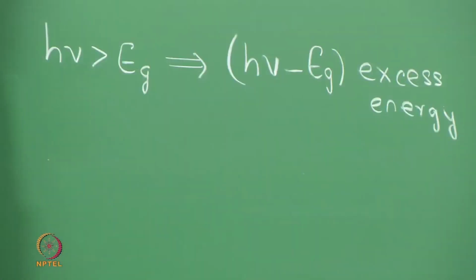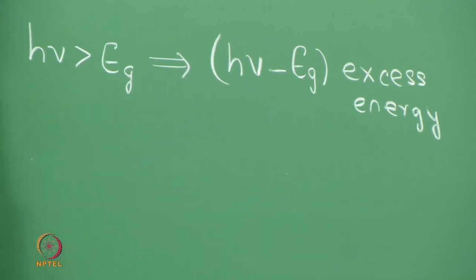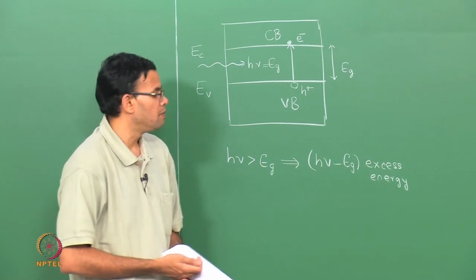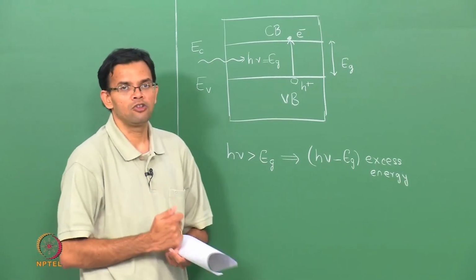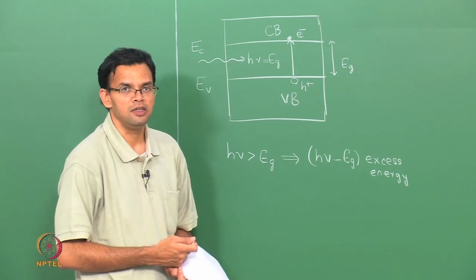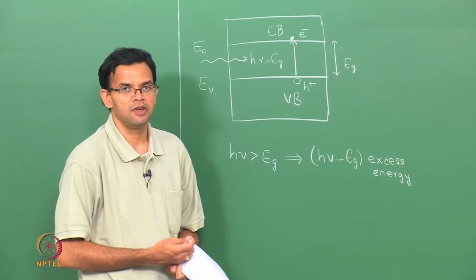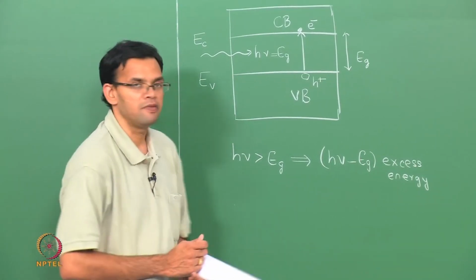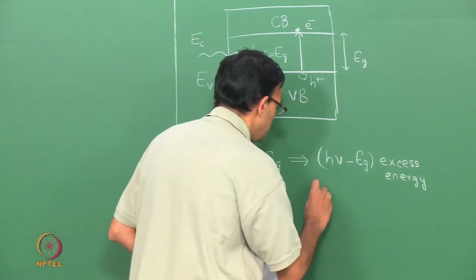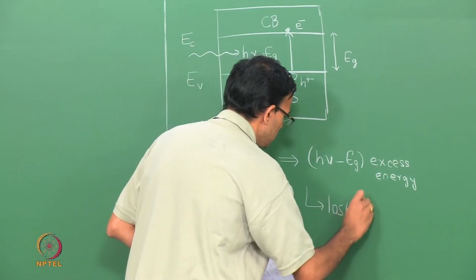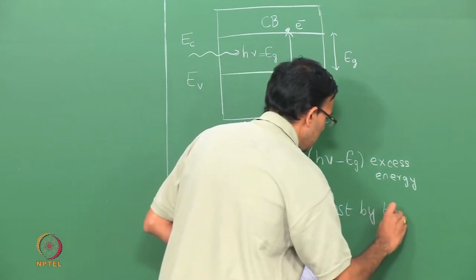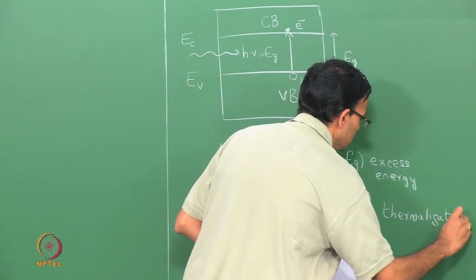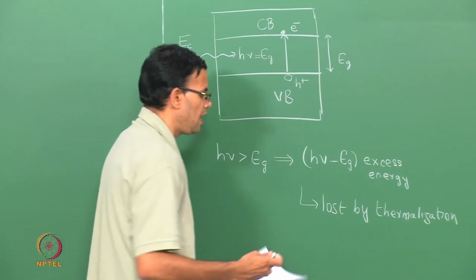This excess energy can either be manifest in the electron in the conduction band or the hole in the valence band, or both. But in this case, the electron or the hole loses this excess energy by a process called thermalization, where the energy is lost to the lattice and then it goes to the edge of the valence and the conduction band. So this excess energy is lost by thermalization, that is, it is just transferred to the lattice.